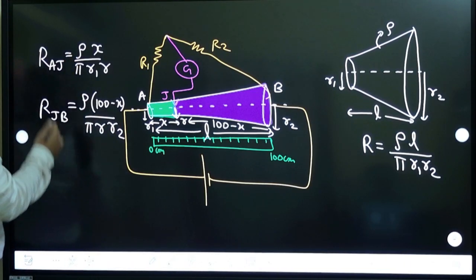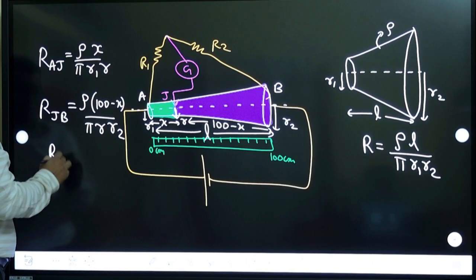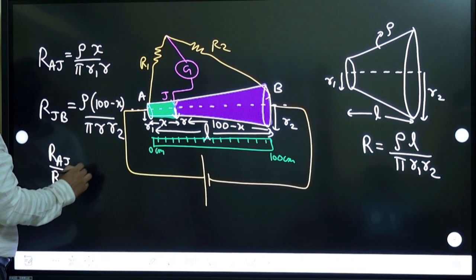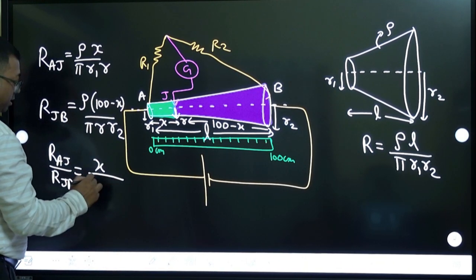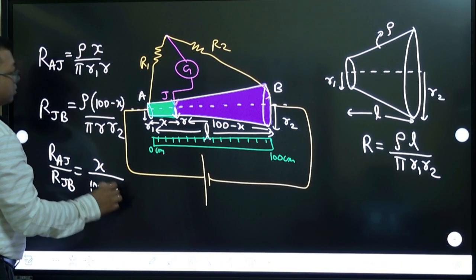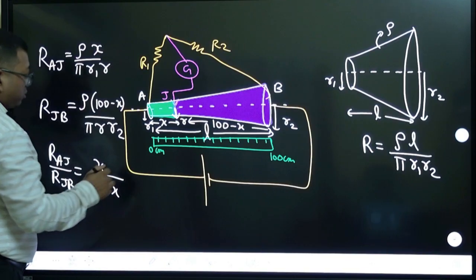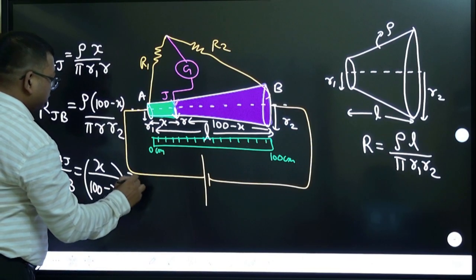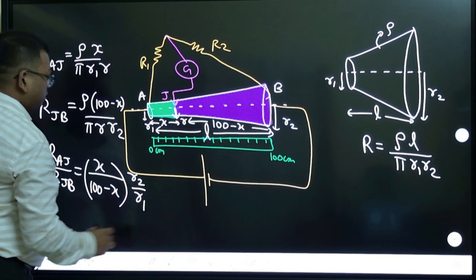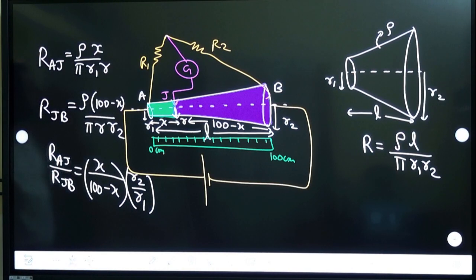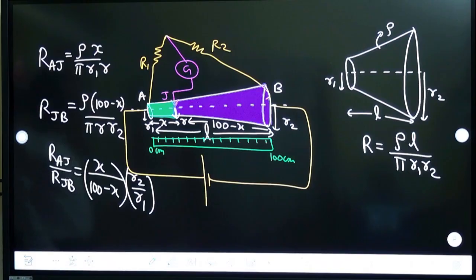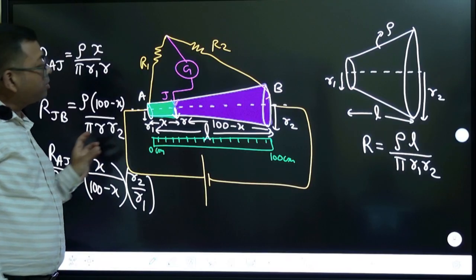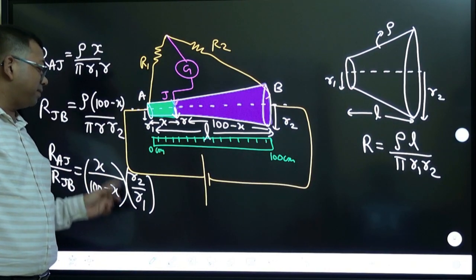So when you take the ratio of this, what is the ratio of RAJ by RJB? The length ratio will definitely come, but another ratio is going to come. r will get cancelled. You will also get R2 by R1. Correct? An extra factor R2 by R1 is coming here, which was not there in the previous case because the wire was uniform. Now because a non-uniform wire is there, this extra factor will come.